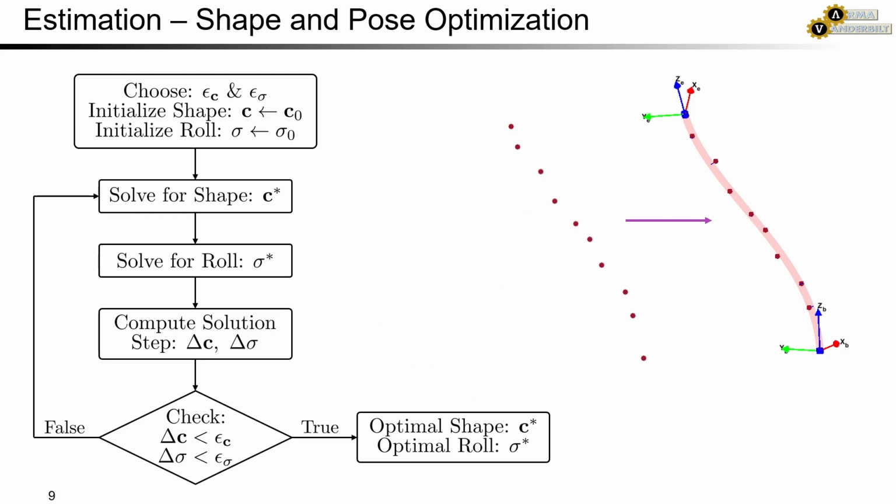Once the locations of each marker are estimated in 3D space, the modal coefficients describing the catheter shape, C, and the rotation about the backbone, sigma, are estimated using a sequential optimization framework. Upon convergence, an optimal shape and backbone rotation is found, which is the best estimate of the current catheter configuration.